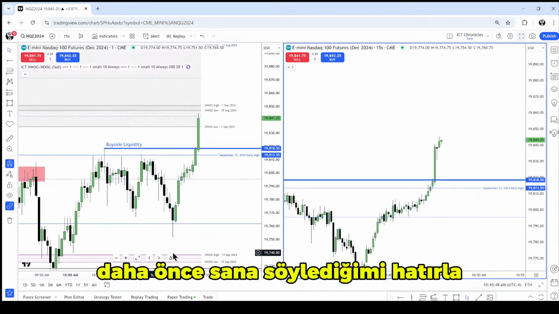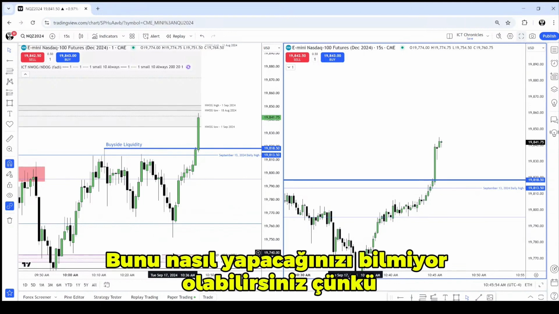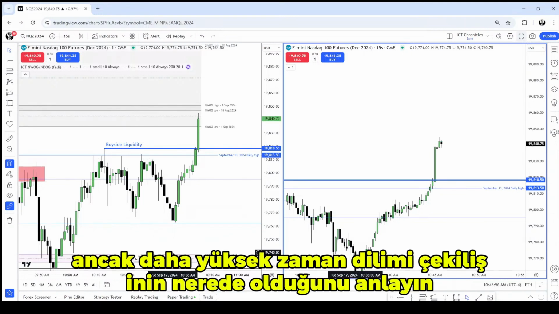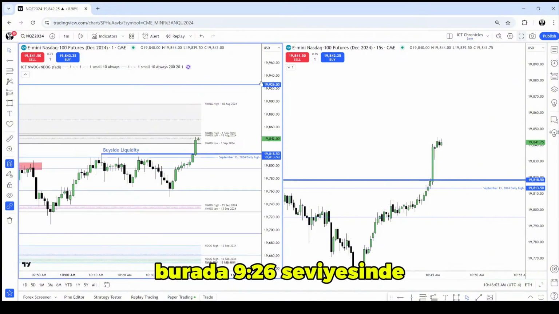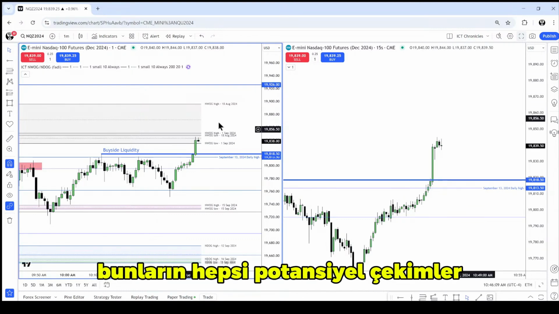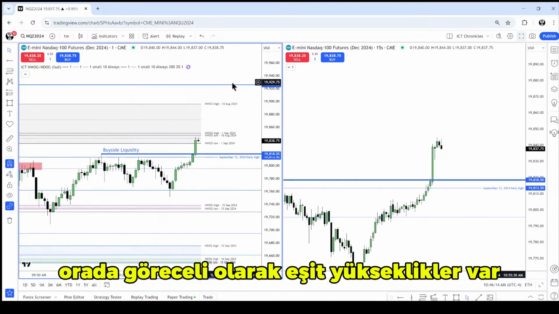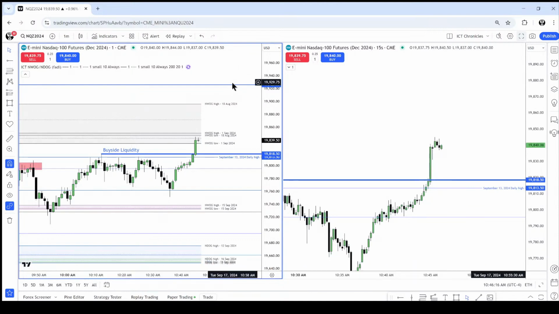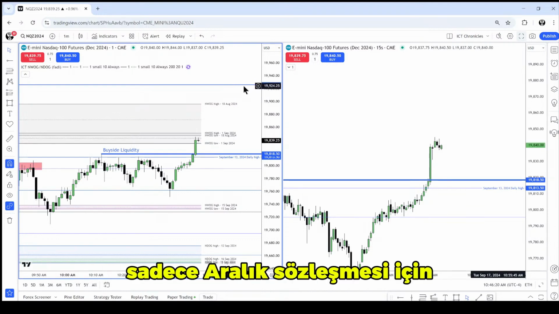Remember I was telling you earlier, if you're going to be doing these exercises, be aware you may not know how to do this because you're learning, but figure out where the higher time frame draw is, which was what I showed you earlier up here, that 926 level. And I mentioned beginning to string these up here. These are all potential draws because of this being the higher time frame reason for markets to want to go up there. There's those relative equal highs that we were watching in the September contract, that is the same level here just for the December contract.